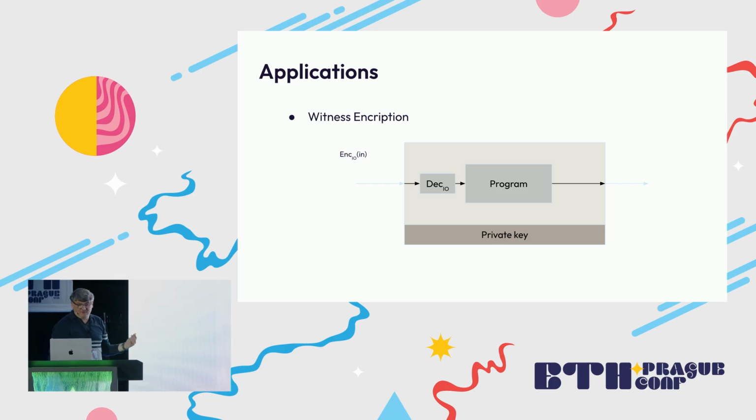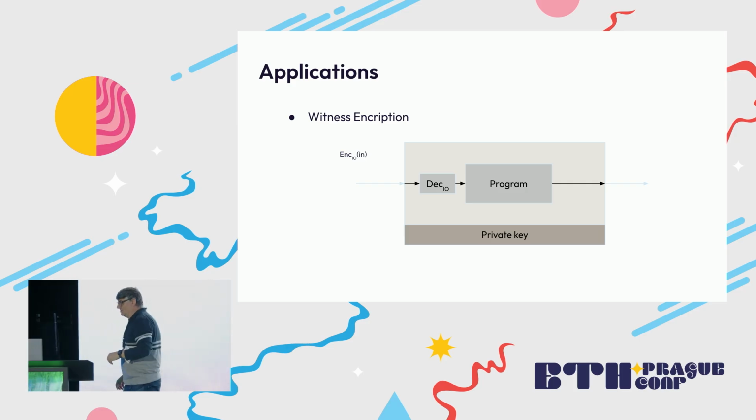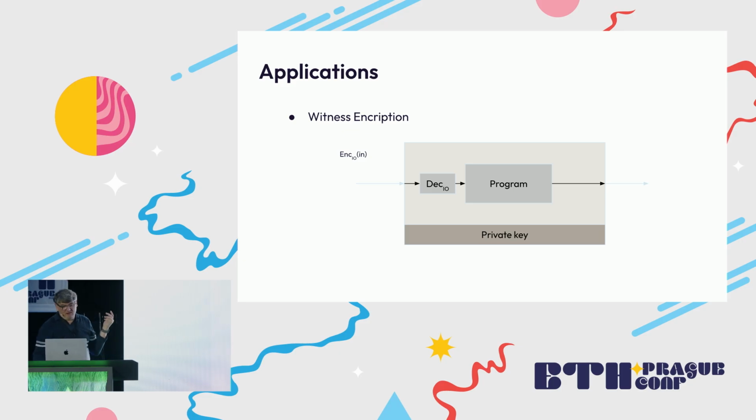Actually, witness encryption is even simpler, because witness encryption is like full homomorphic encryption, but the result can be decrypted. It's already decrypted in the right way. Why is witness encryption important?